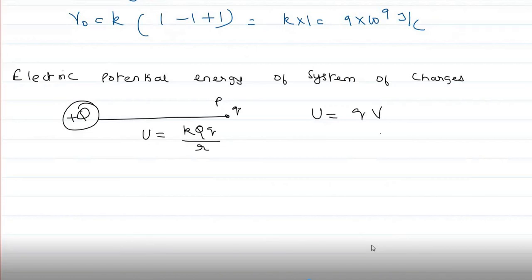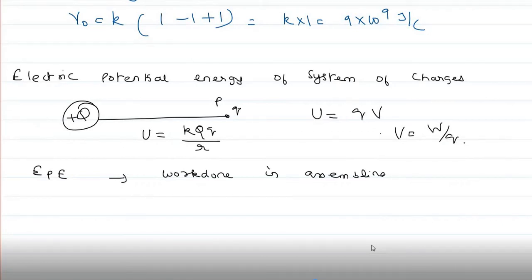And potential is given by work done in bringing a unit positive charge from infinity to that point. Now tell me, what about a system of charges? Electric potential energy is nothing but the work done in assembling the system. For one charge you will straight away write it is the work done in bringing the charge from infinity to that point. But here we are assembling a system of charges.